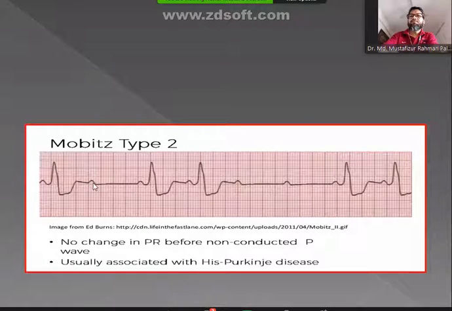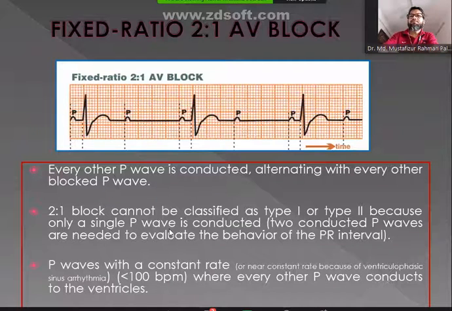There is one P wave here, one P wave is blocked, and here two P waves are blocked. So it is a 2:1 and 3:1 AV block, a high grade AV block, maintaining 2:1 and 3:1 conduction. So the next one is the fixed ratio 2:1 AV block.